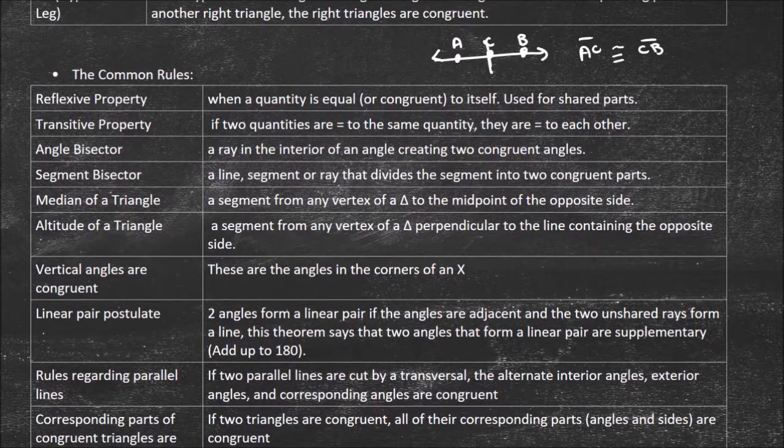And that is because it was a segment bisector. It cuts it into two equal parts. So again, a pretty intuitive one. If you know angle bisector, segment bisector should come pretty naturally. All right, on to the next one.